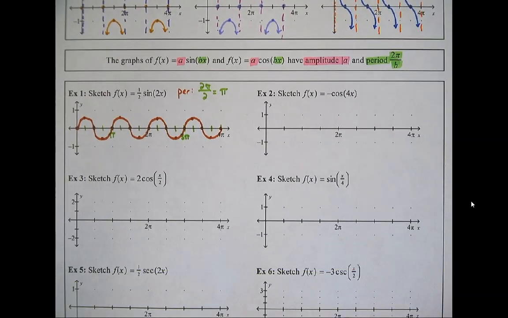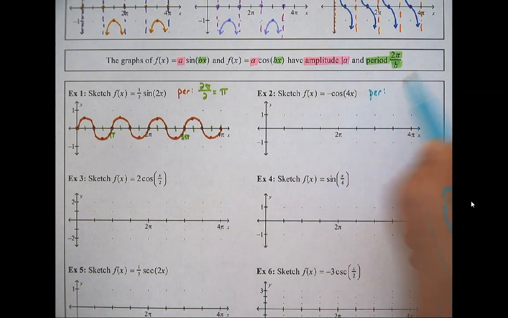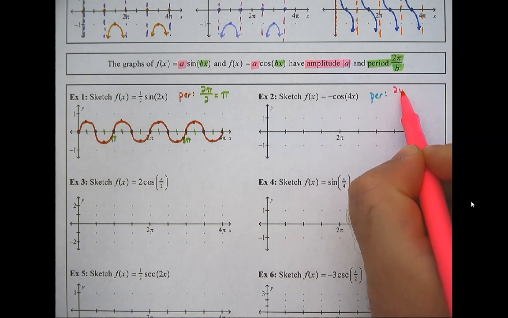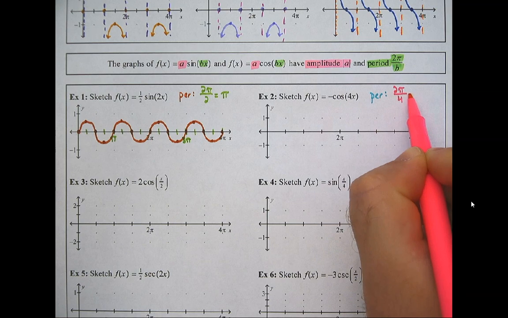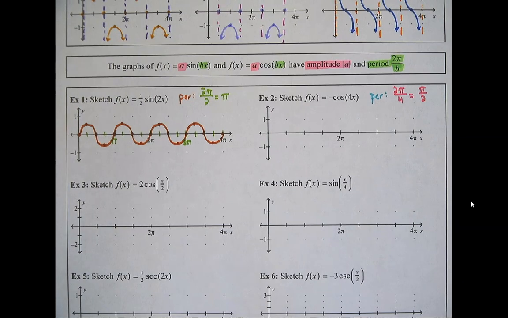So I'm going to first figure out what the period is. The period is always calculated using the same formula, 2 pi over b. And in this case, b is 4. B is always the term that's connected to x. I reduce, I get pi over 2. That means that my cosine curve should complete 1 full cycle, 1 full period by the time it gets to pi over 2.